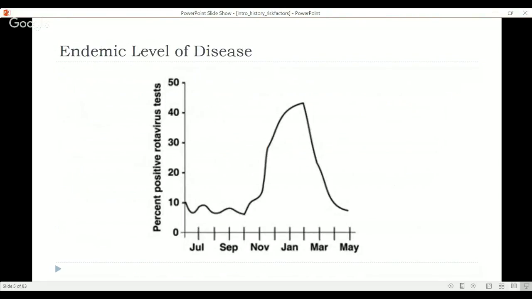Here we're looking at a graph of rotavirus. Rotavirus is a pretty common childhood infection. It results in some gastroenteritis. What you see here from June to November, where the line is kind of flat, is just the endemic level of disease. Now, rotavirus is a seasonal disease, so when it gets colder, we usually see a peak, and that's what you're seeing here from November to May, right? The highest peak occurs around January.